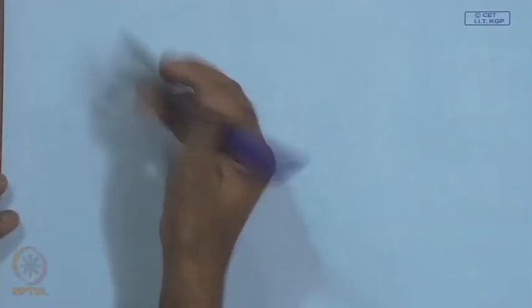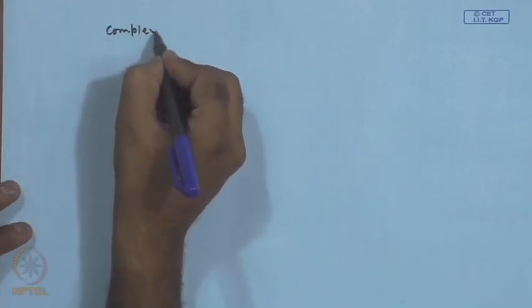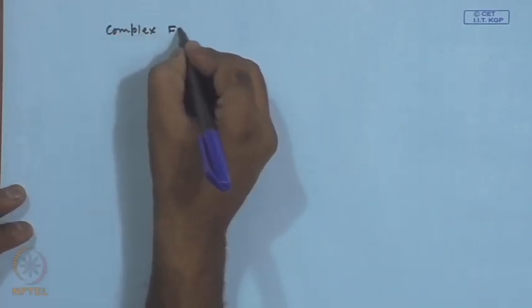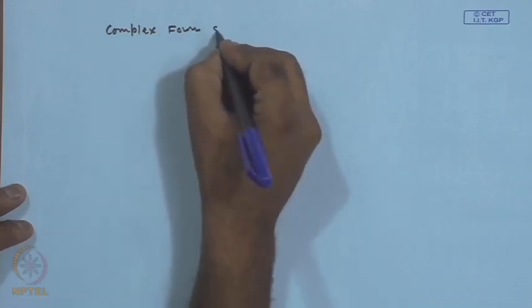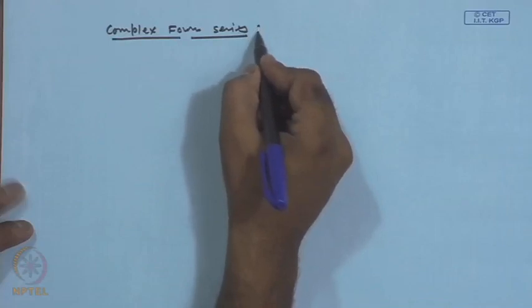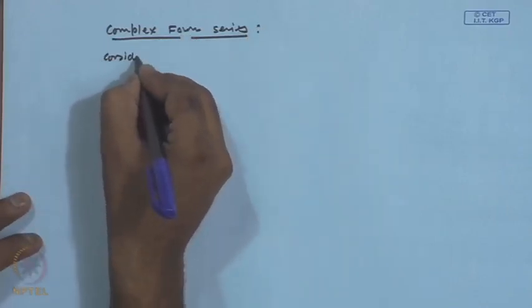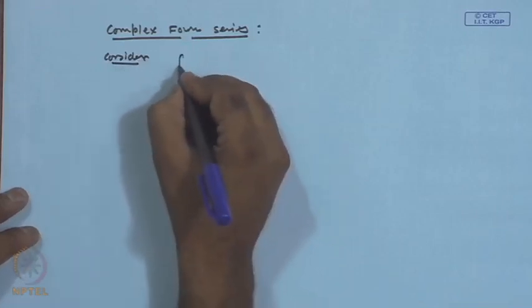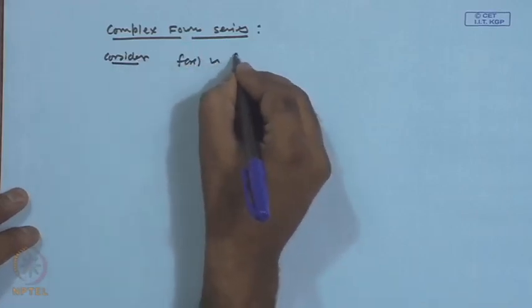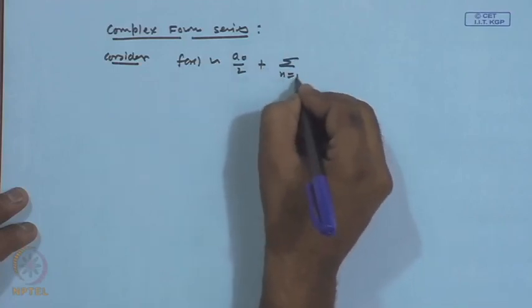So, now we go to the last topic of this Fourier series, and that is the complex Fourier series, or complex form of Fourier series. So, we consider f x, and we start with the standard form.